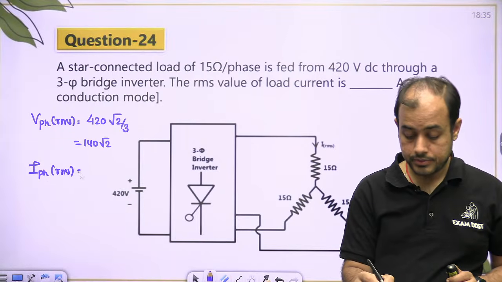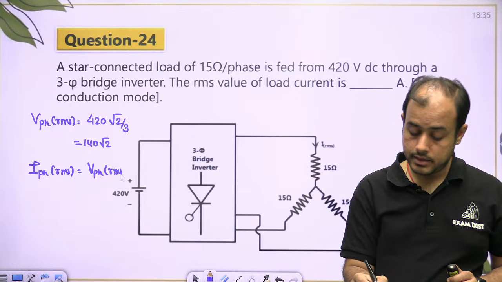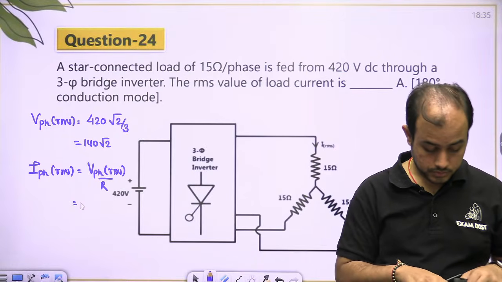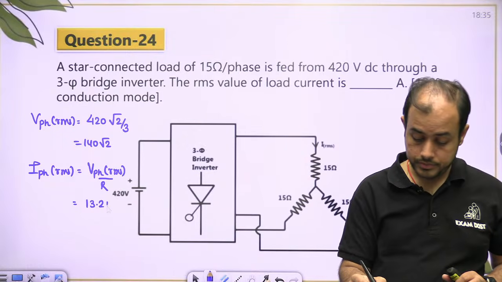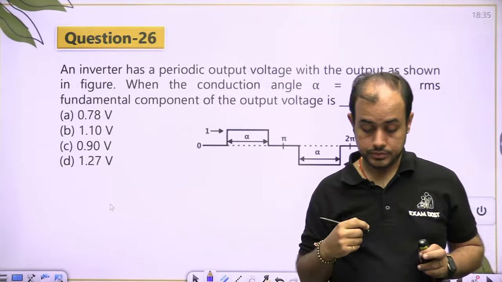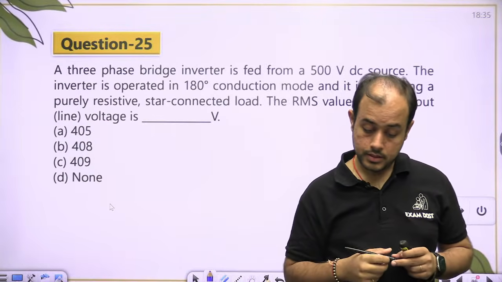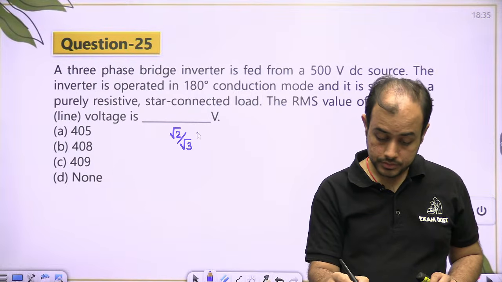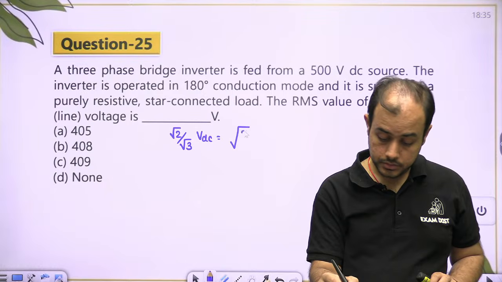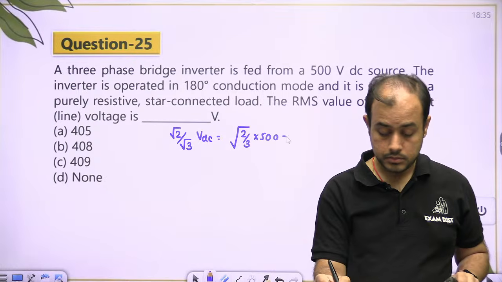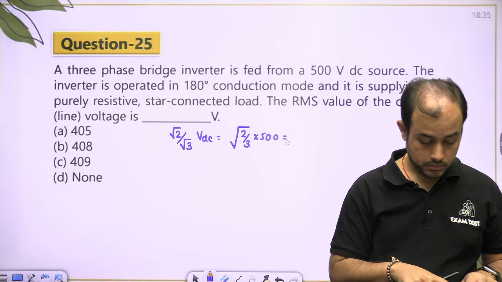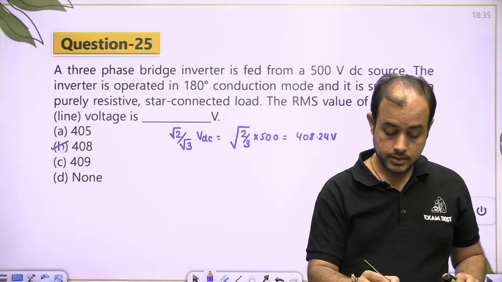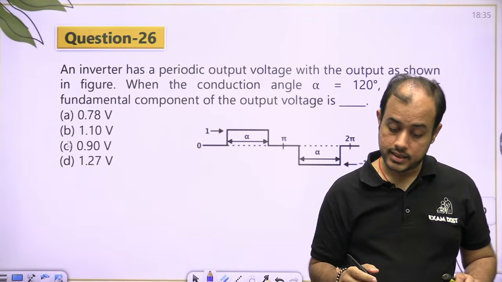IPH RMS is VPH RMS by R. 13.2. Okay, two are left. RMS value of output line voltage. Okay, did we do this one in class?